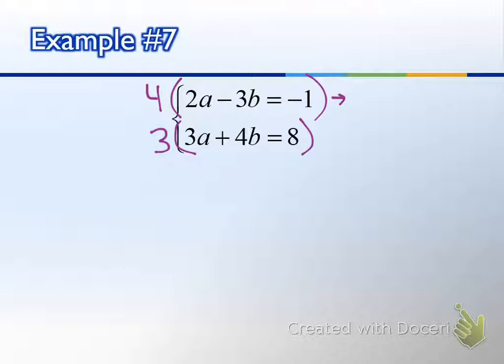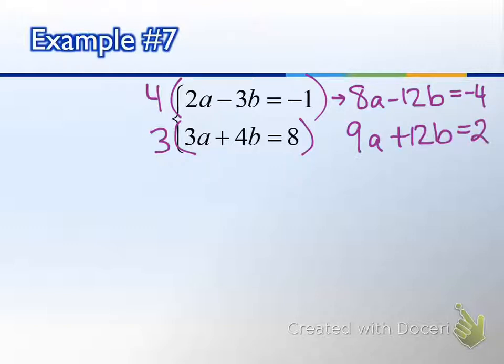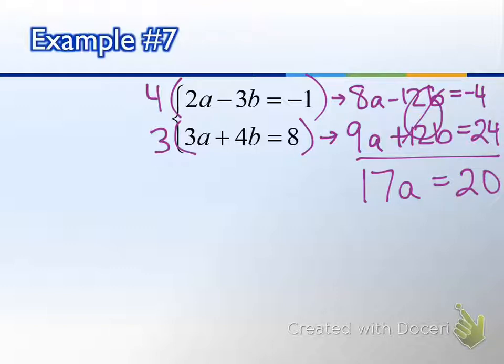I multiply the top one by 4. I get 8a minus 12b equals negative 4. I multiply the bottom one by 3. 9a plus 12b equals 24. So on this one, my b's are the ones that eliminate, cancel out, go to 0. 8a combined with 9a is 17a equals 20.